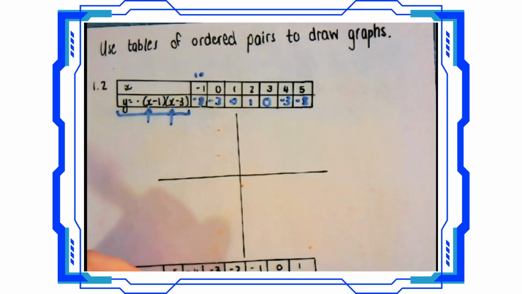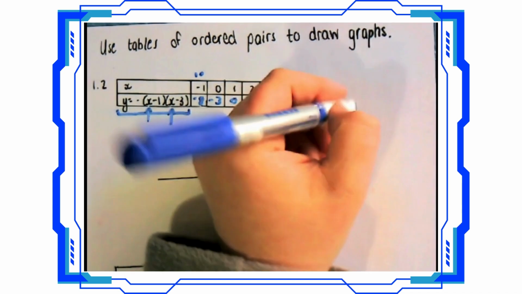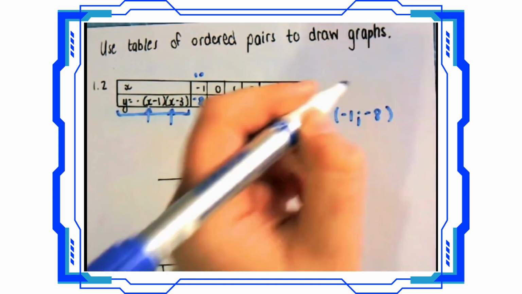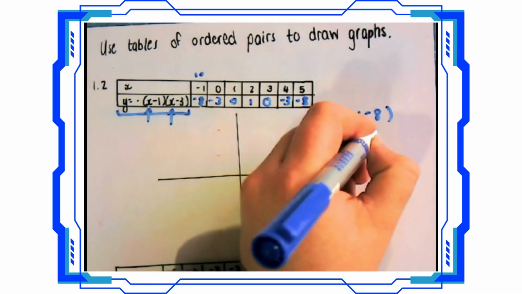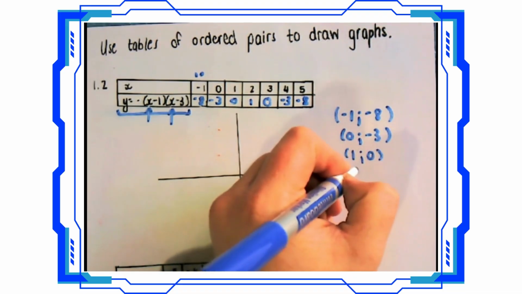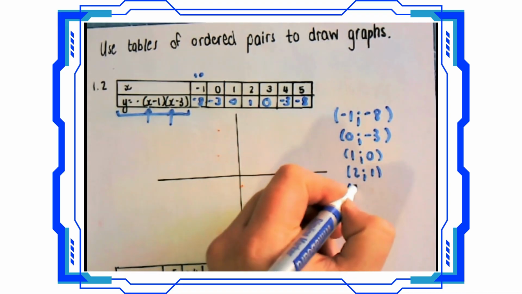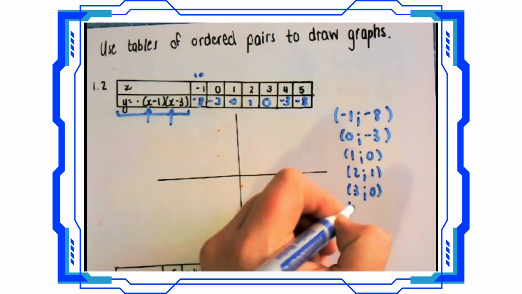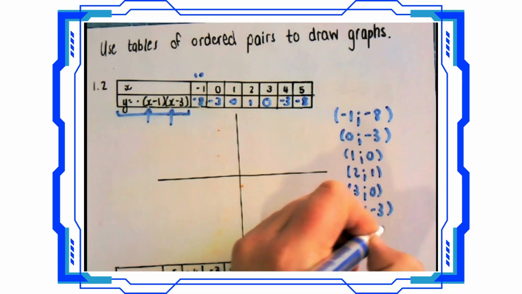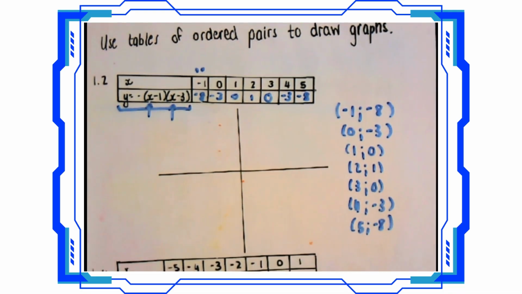Okay. So before I have to draw my graph, let's first write the coordinates. So it's -1, -8, 0, -3, 1, 0, 2, 1, 3, 0, 4, -3, 5, -8. Okay, so now I can start.